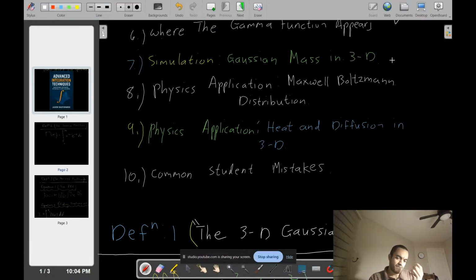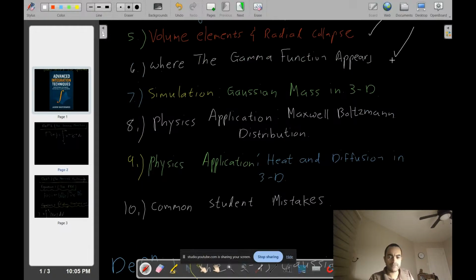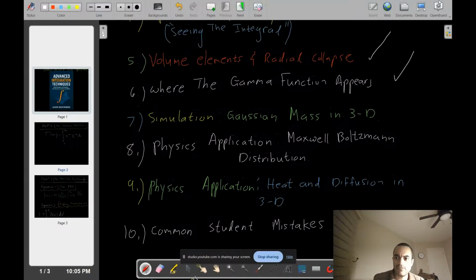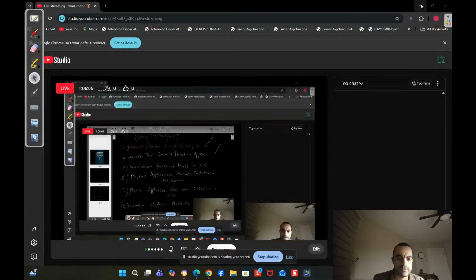But the point is that if you have a Gaussian, a mass in 3 dimensions, the mass is not centered at the origin, but within the shells. That's where the mass is. If that doesn't make sense, let me give you a visual description of what I'm talking about.